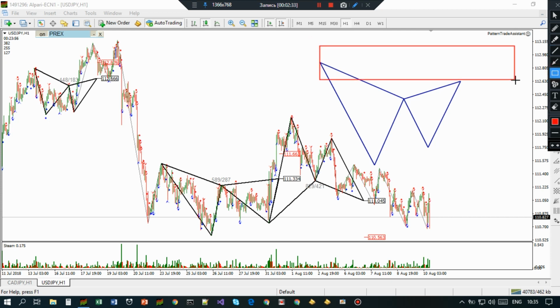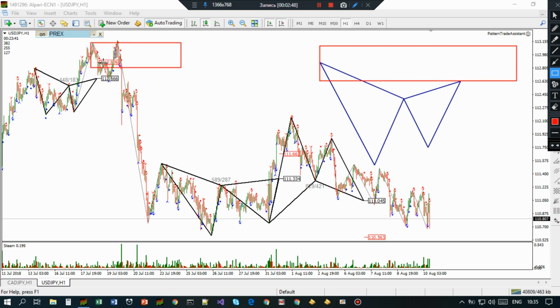So we have this zone between the completion level of the pattern and the invalidation level of the pattern. Between these two, we have a valid support zone, and it will be very nice if it coincides with some old structure to the left. Okay, so what you need to do is look at the price action, especially the bodies of the candles. The bodies of the candles should lose momentum while approaching your level.